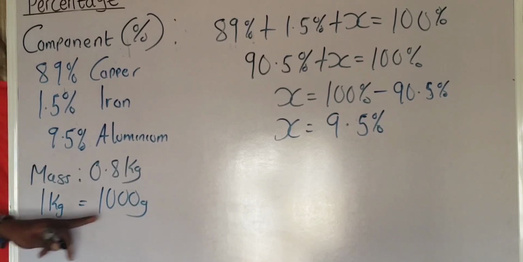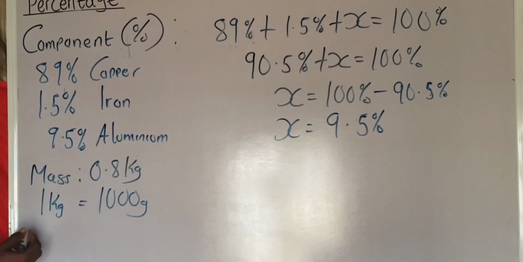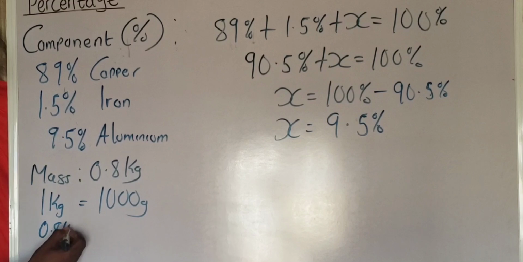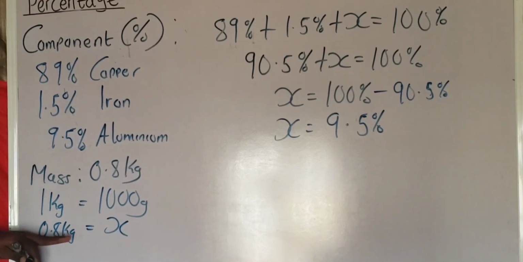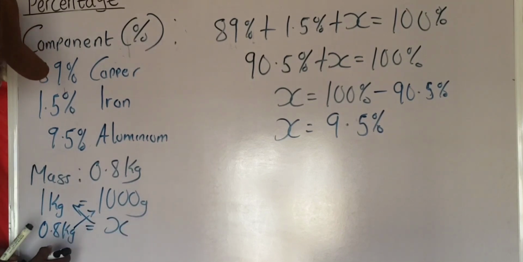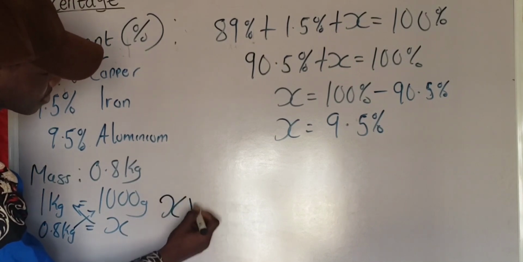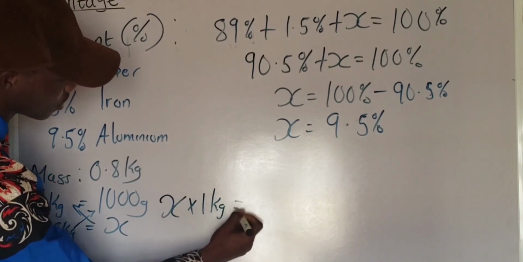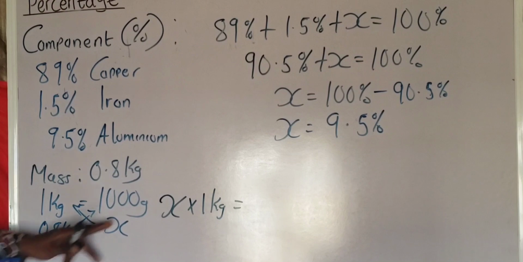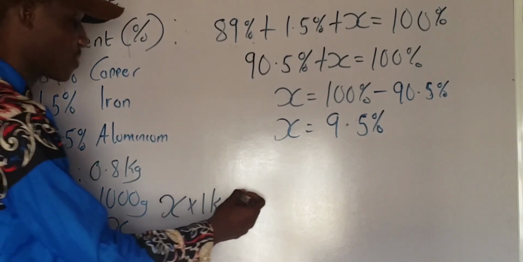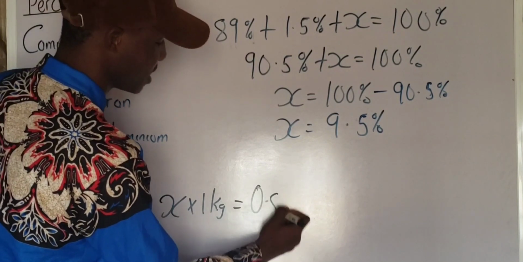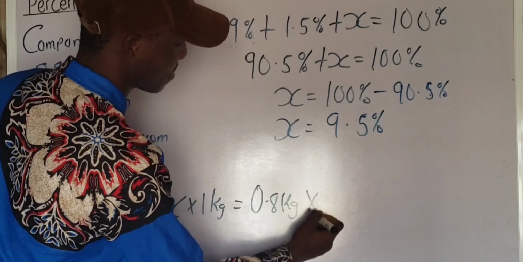Now, if 1 kilogram is equal to 1000 gram, let 0.8 kilogram be x. Do you understand? Let 0.8 kilogram be x. By the time you cross multiply, you are going to get the value of x. Please pay attention: x multiplied by 1 kilogram is equal to 0.8 kilogram multiplied by 1000 grams.